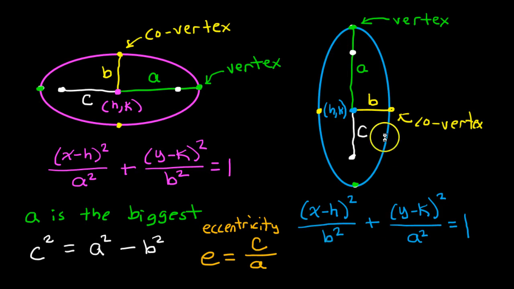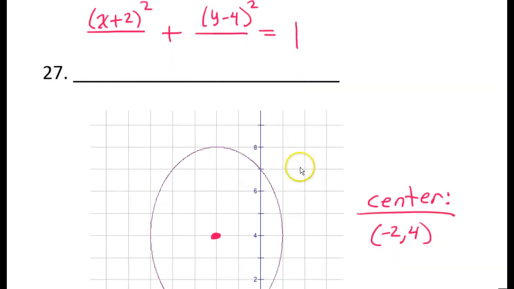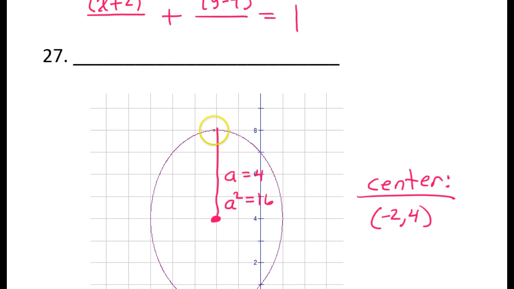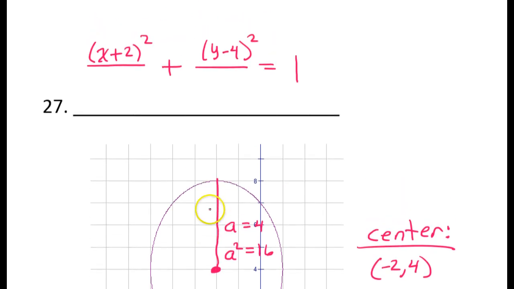So remember that a is the distance from the center to a vertex. Okay, so a goes the longer way. So the distance from the center to a vertex I can show right here. That is 4. So that tells me that the a value is equal to 4, which means that a squared is 16. Notice that this is vertical. It's in the y direction. So the 16 will definitely go with the y term.